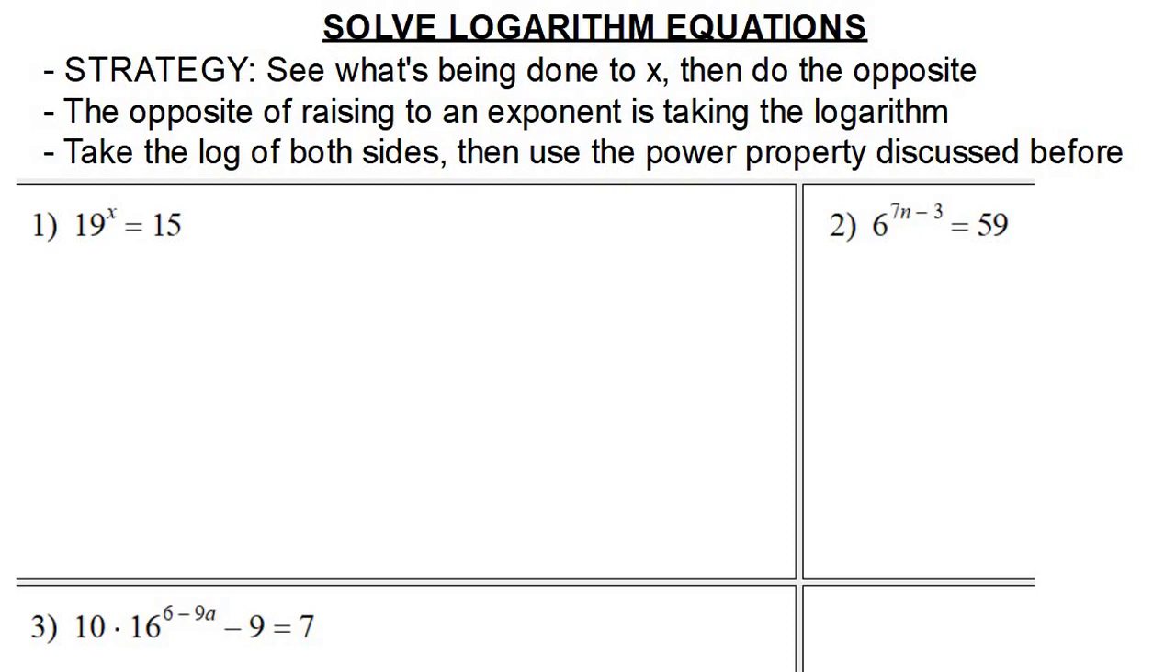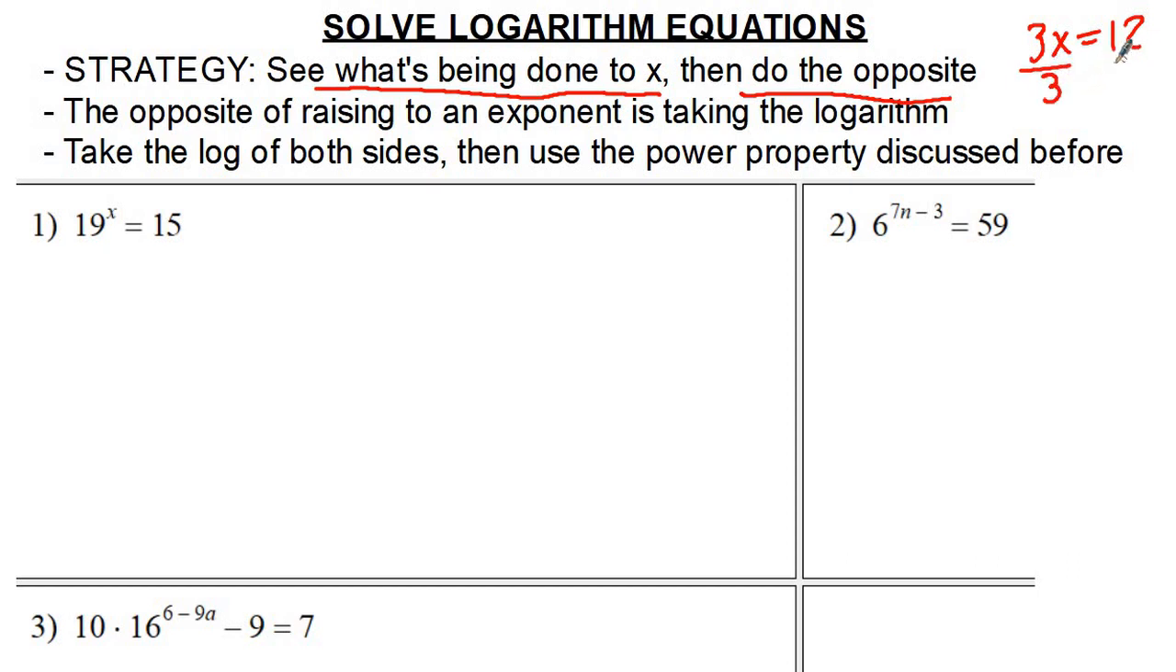So way back at the beginning of this course, we said that there are two fundamental rules for solving every algebra equation. The first rule is this one. We see what's being done to the variable, usually x, and then we solve it by doing the opposite. So if you had to solve 3x equals 12, you see what's being done to x, it's being multiplied, and you do the opposite, you divide. That was the first rule.